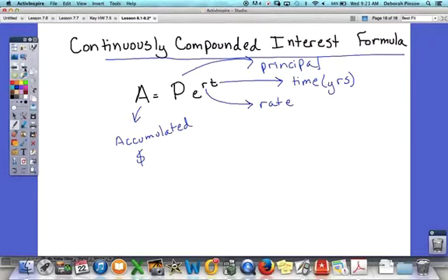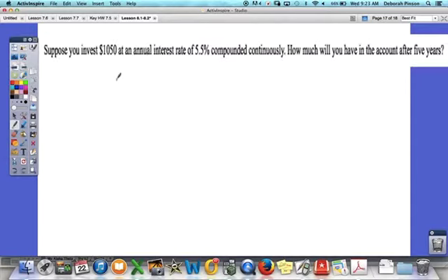Let's answer one question about this and then we'll end for today. So it says, suppose you invest $1,050 at an annual interest rate of 5.5% compounded continuously. How much will you have in the account after 5 years? Okay, now I'm going to go through and write in what I have. So I have my principal. That's what I put in the account.